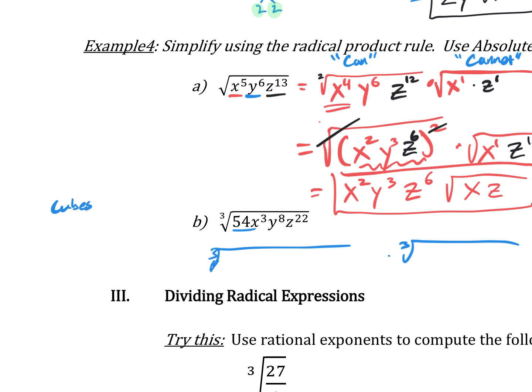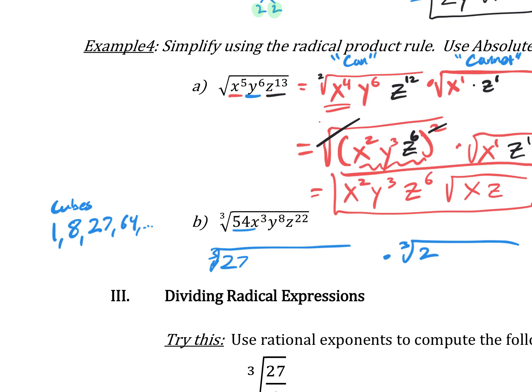Our cubes are 1 times 1 times 1, so 1 to the 3rd power is 1. 2 to the 3rd power is 8, 2 times 2 times 2. 3 times 3 times 3 is 27. And 4 to the 3rd power is 64. That's enough. Do any of these multiply into 54? Does 8 go into 54? No, it does not. Does 27? I think it does. 27 times 2 is 54. So we can cube root 27. That's something we can cube root, but we can't cube root 2.